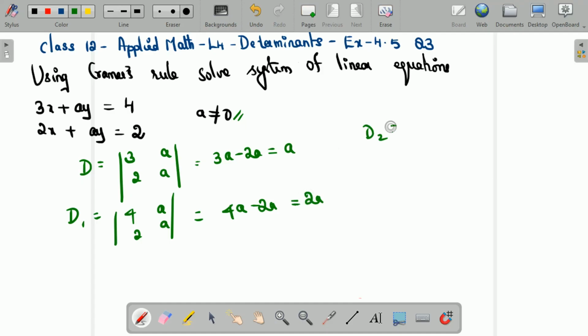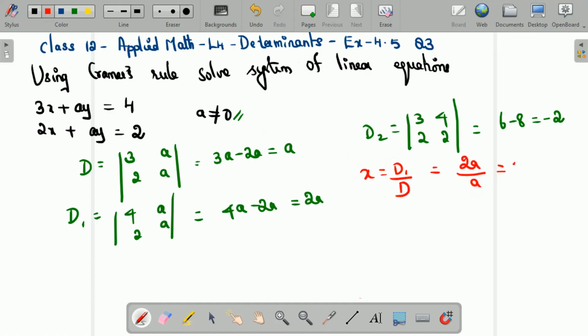Now D2 is going to be 3, 2, 4 and 2. If you compute, it is 6 minus 8, which is equal to minus 2. Now let's find out the value of x. So x is equal to D1 divided by D, which is 2a divided by a, which is 2. Now y is equal to D2 divided by D, which is minus 2 divided by a. So the value of y is minus 2 by a.